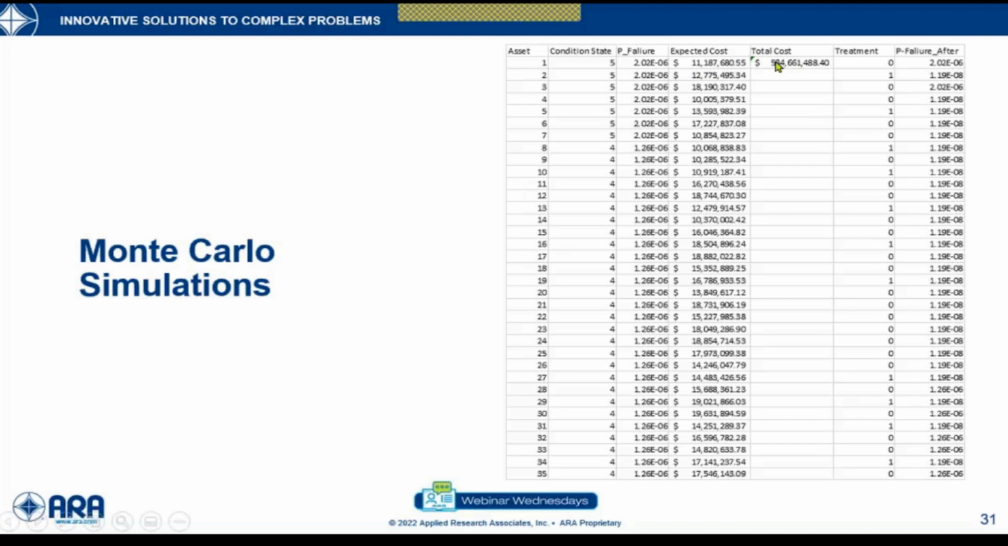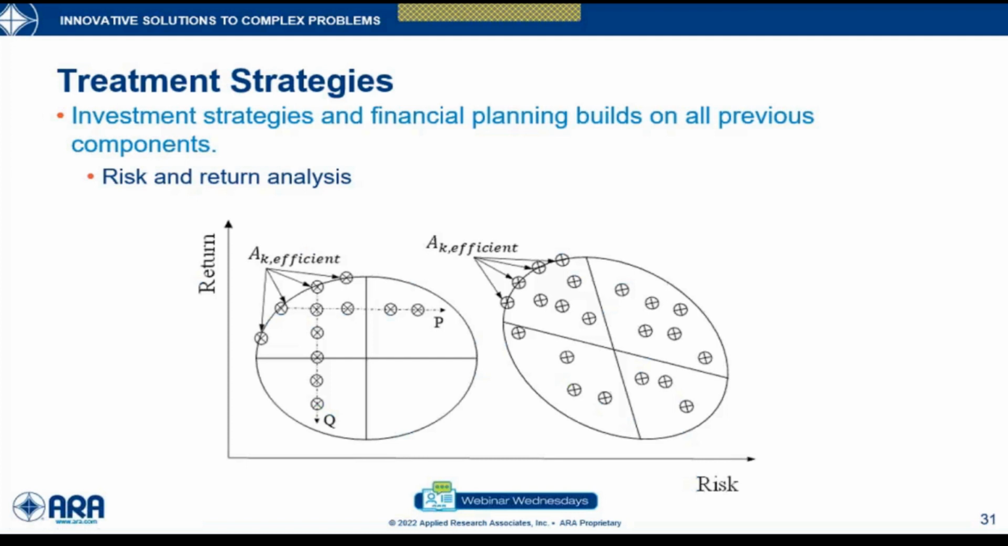So the total cost here, if we click on it in the tool that we have developed, you will find a distribution of total cost behind the scene, and that comes from the distributions of predicted performance and predicted probabilities of failure.